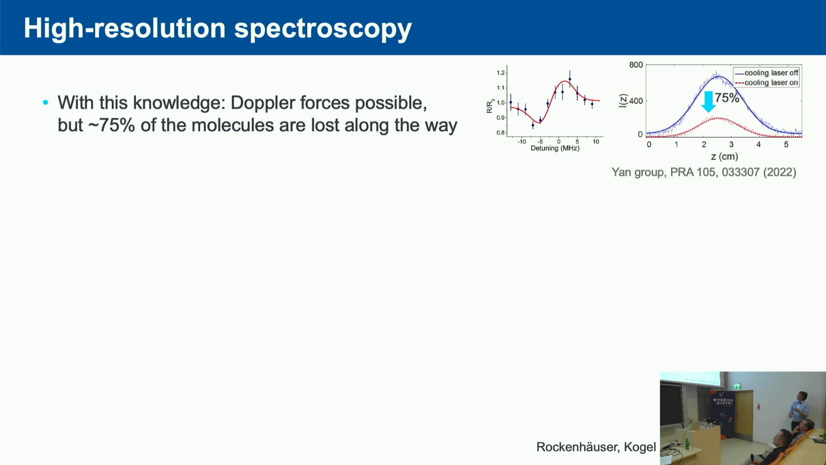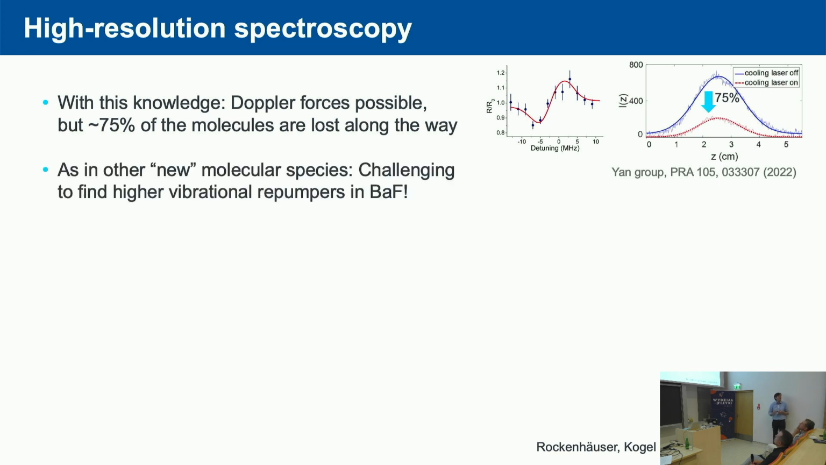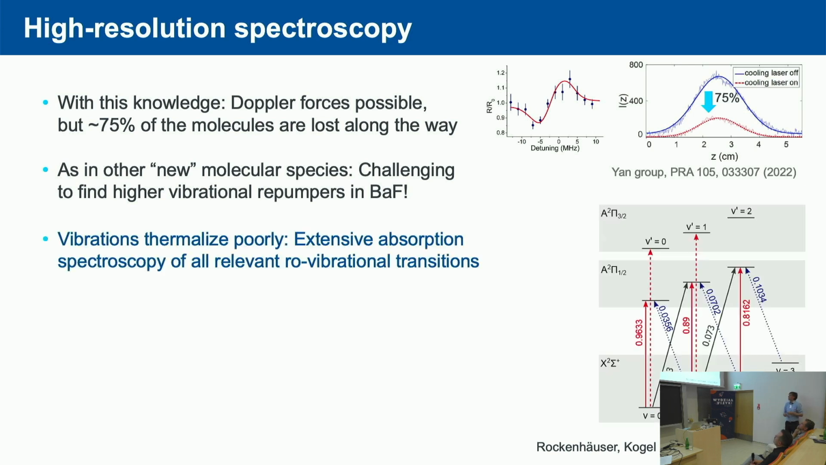This can be done, for example, as has been demonstrated recently in Boyan's group, that you can create Doppler forces. I'm saying specifically forces, not yet cooling here, because you see along the way they're actually losing 75% of their molecules. And that is also a very common problem in a species that has not been laser cooled before. You have to find your repumping transitions. And that is usually very challenging because they're very weak. And here the large mass seems to help us a little bit because the vibrations in our buffer gas cell, they thermalize very, very poorly.